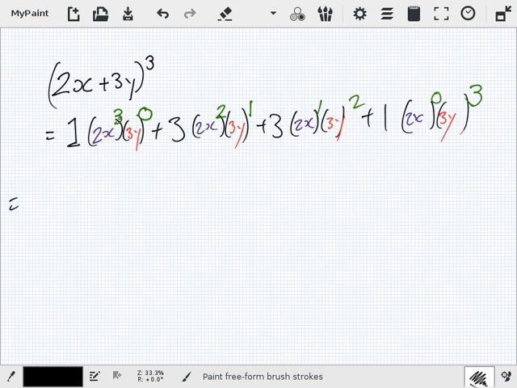2 cubed is 8. 3 power 0 is 1. 8 by 1 by 1 is 8. And what's my x power? Cubed. And my y is a 0, so it's a 1. So I won't write it.